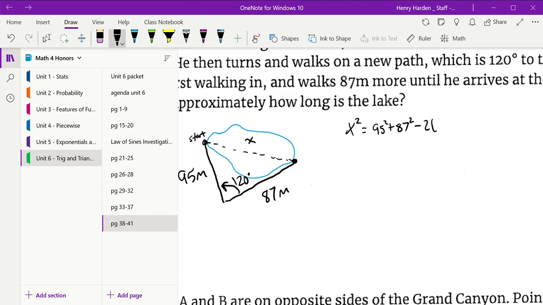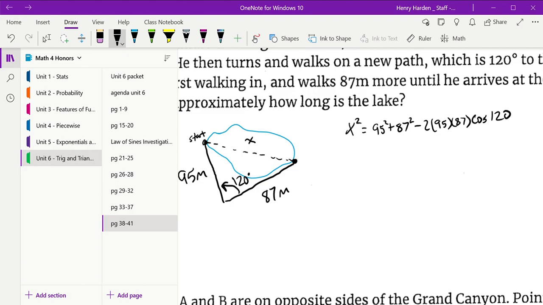Now, when you are remembering this formula, remember that technically if this was a squared and this was b squared and this was c squared, when you do this part, it's going to be 2bc. So the two letters that are on this side are also going to be over here. So it's 2 times bc or ab, or whatever the two letters are. So in this case, whatever these two numbers are, 95 and 87. So we got this, and then it's going to be cosine of the angle that goes with x, which is 120.